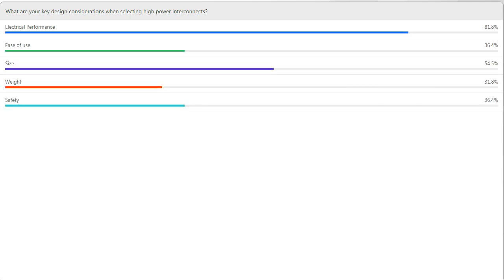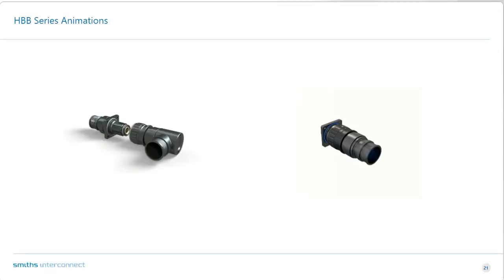All right, so electrical performance is certainly the most important, and then size, ease of use and safety are about equal, and then weight. Great results there. When designing the HBB, actually all 5 of these are really important through the design process, and we really threaded the needle of trying to balance between these 5 things to get the ultimate interconnect for high power applications. So let's talk about the HBB for a minute.